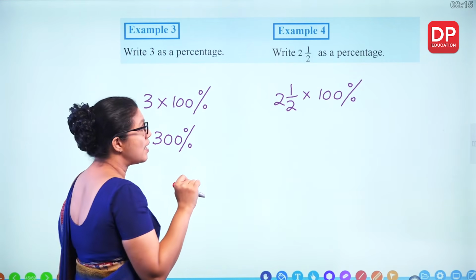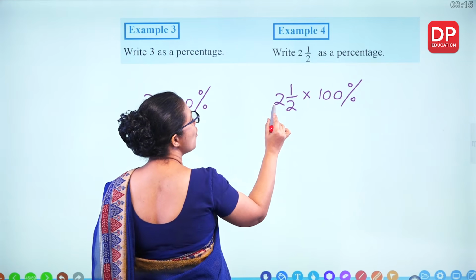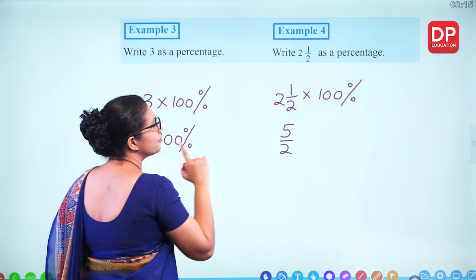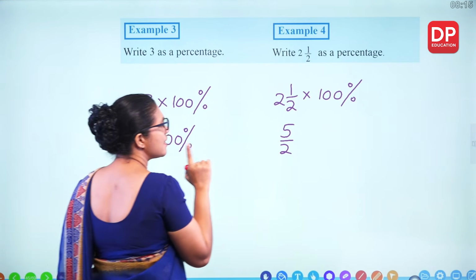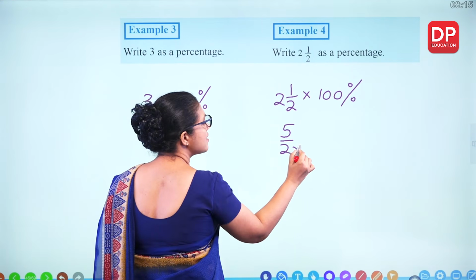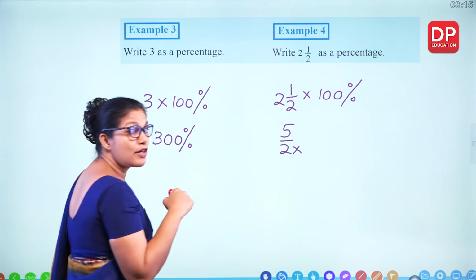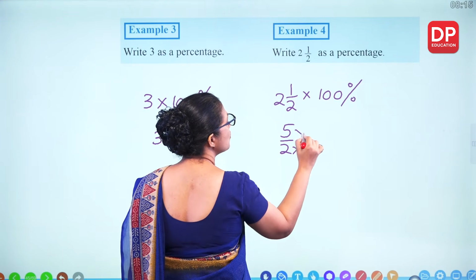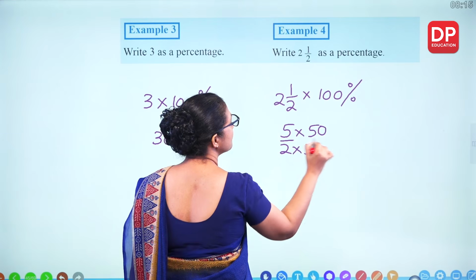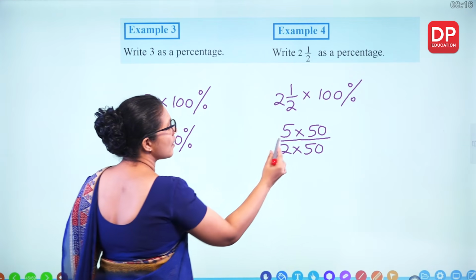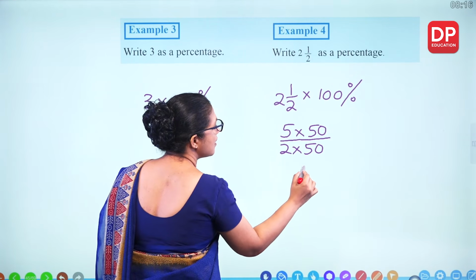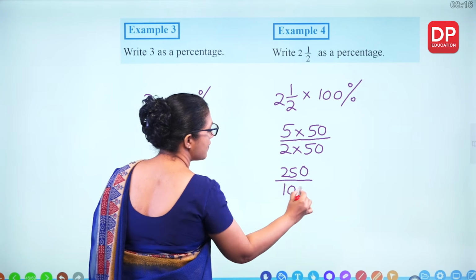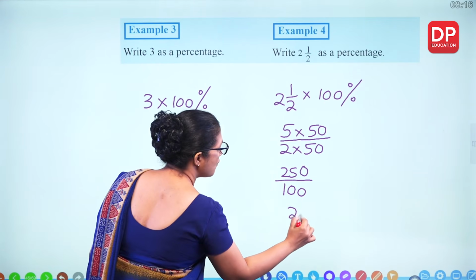You can convert to an improper fraction. 2 times 2, 4, 4 plus 1, 5. 5 over 2. Percentage means it's easy to convert this to denominator 100. 2 times what? 50. So do the same thing. 250 over 100. So 250%.